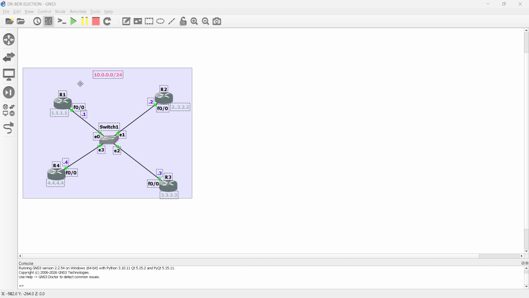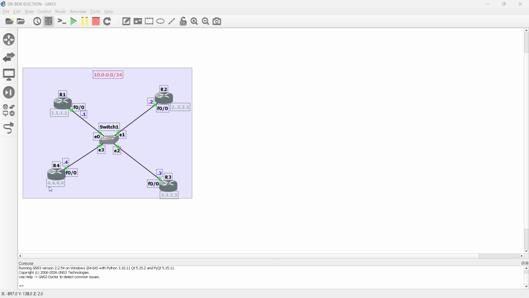Here, as we can see, R1 has IP 10.0.0.1 and router ID 1.1.1.1. After that we have R2 with IP address 10.0.0.2 and router ID 2.2.2.2. Then R3 has IP 10.0.0.3 with router ID 3.3.3.3. And at last, we have R4 with IP address 10.0.0.4 and router ID 4.4.4.4.